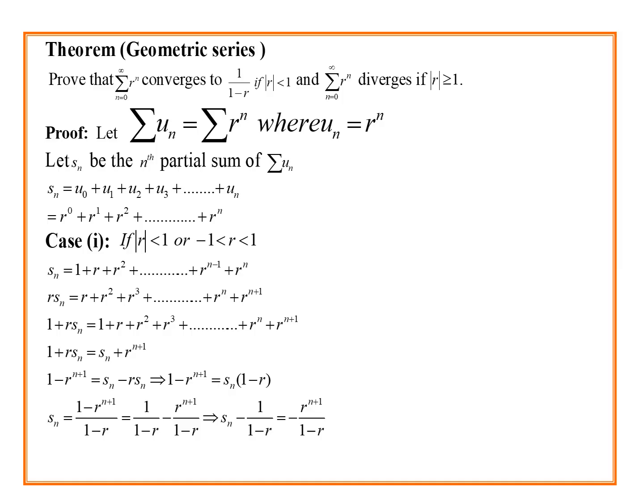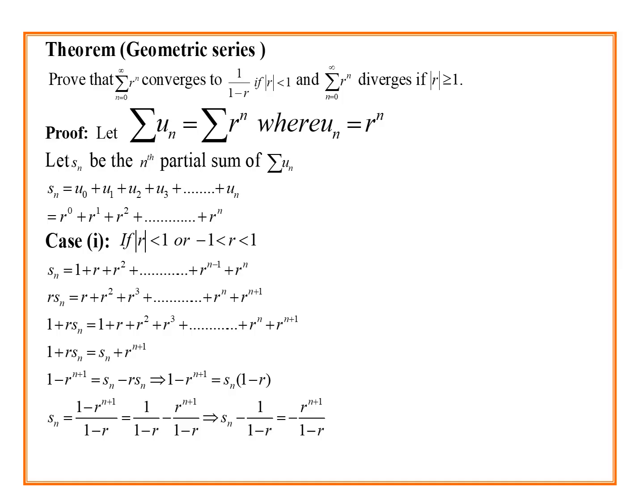Next theorem is geometric series. Prove that sigma n equal to 0 to infinity r power of n converges to 1 by 1 minus r if mod r less than 1, and sigma n equal to 0 to infinity r power of n diverges if mod r greater than or equal to 1. Proof. Let sigma un be the series. What is the un value? r power of n, so un is equal to r power of n.